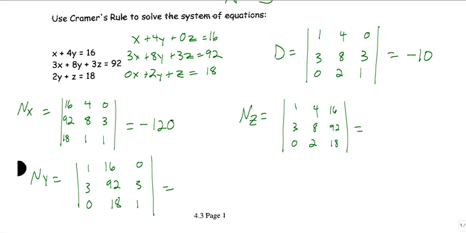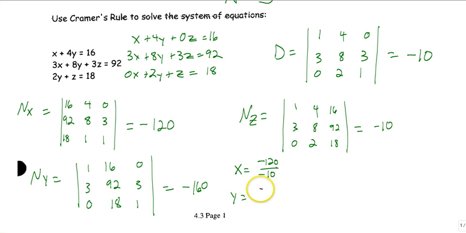Now I want you guys to keep going. Pause the video and find the other two. And then I will show you what you should get for n sub y. Again, if you don't want to know what these are yet, pause the video. N sub y you should get negative 160. And n sub z you should get negative 10. And then the answer is the same thing. X is just equal to n sub x. Negative 120 over the D, which is negative 10.